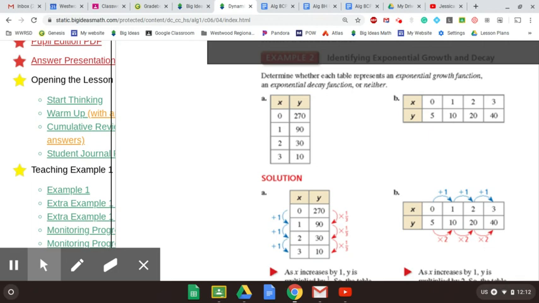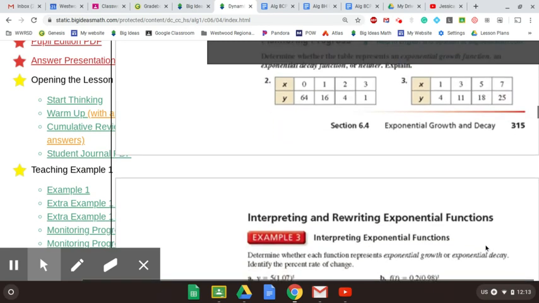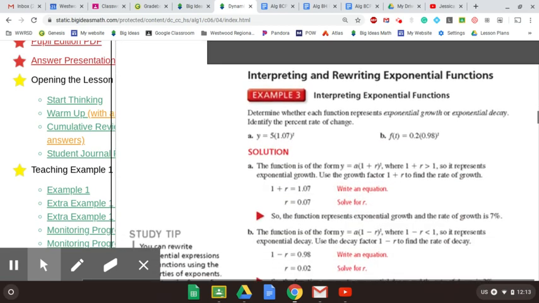Now, is it growth or decay? Well, the numbers here are getting larger as you go on, so it is exponential growth. Also, look at the growth factor that we're multiplying by. Since 2 is bigger than 1, this is going to be growth. We're going to look at example 3 here.